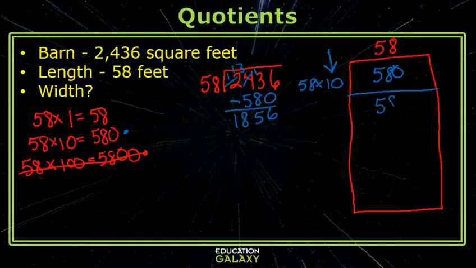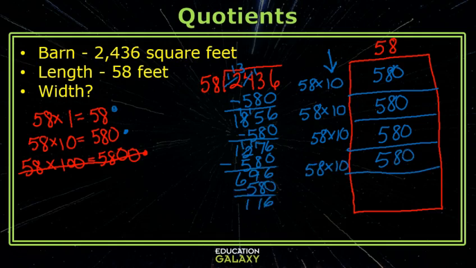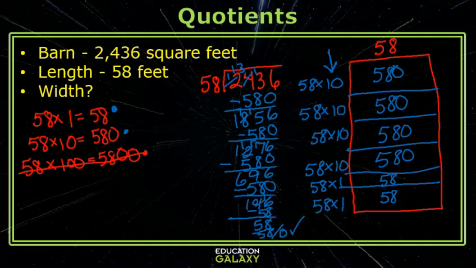I'll keep taking out areas of 580 and subtracting until I have an area less than 580. So I just keep repeating this process. Okay, I think I only have one more to go. Now I need to take out areas of 58. And I'll write 58 times 1 off to the side. Yay, I have a zero remainder.